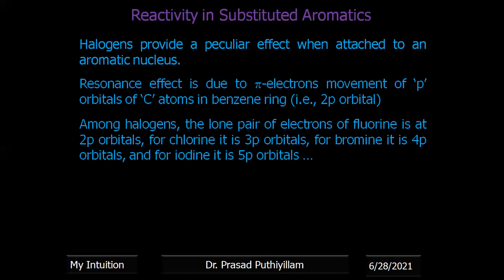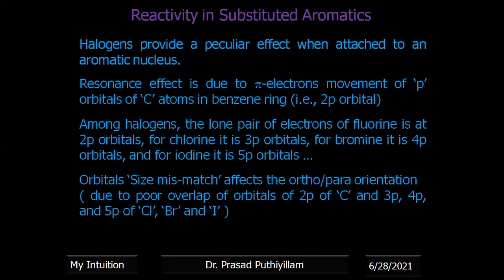And among the halogens, if you compare the p orbital holding the lone pair of electrons, the dumbbell-shaped orbital, in fluorine it is 2p, in chlorine it is 3p, in bromine it is 4p, and in iodine it is 5p. You can check the periodic table and the electronic configuration of these atoms, and you will see that the outermost orbital ends in 2p, 3p, 4p and 5p respectively.